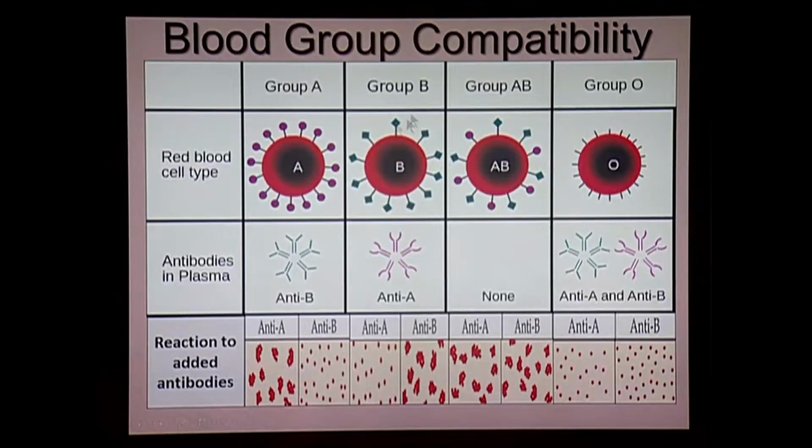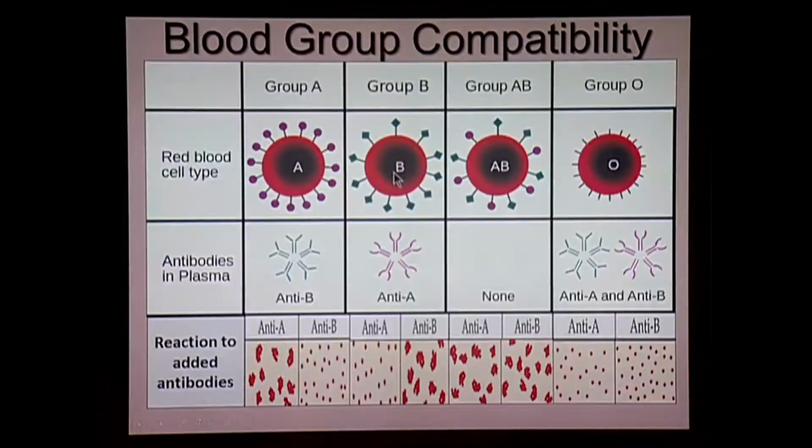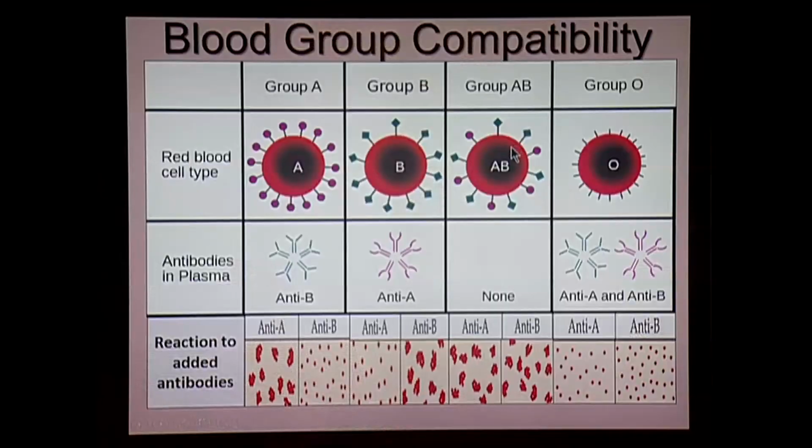Hemagglutination is the basis of blood group compatibility. Individuals having blood group A have RBCs with A agglutinogen. Individuals having blood group B have RBCs with B agglutinogens. Individuals with AB blood group have RBCs with both A and B agglutinogens. And in case of blood group O, neither A nor B agglutinogen is present.